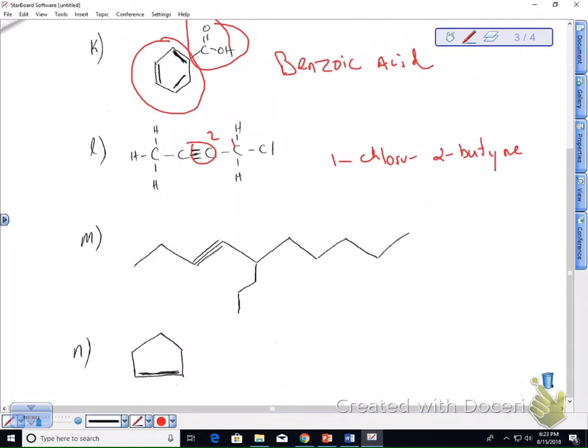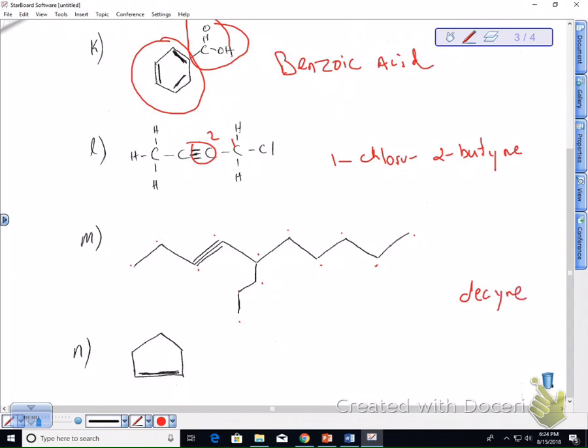All right, M's a little bigger. It's another alkyne. Let's find the longest possible chain. 1, 2, 3, 4, 5, 6, 7, 8. Let's try it again. 1, 2, 3, 4, 5, 6, 7, 8, 9, 10. Let's try another one. 1, 2, 3, 4, 5, 6, 7, 8, 9, 10. Those are really our only 2 options because it has to have the triple bond in it. So this is actually definitely going to be a decyne.